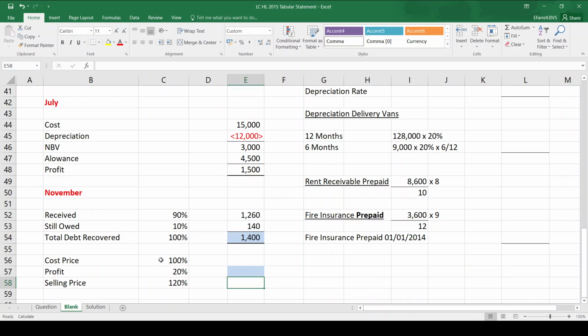Now, the goods that we sold him, it says in the question, had a selling price of 720, which is 120%. So to work out the cost price, 720 divided by 120 multiplied by 100, the cost price was €600, meaning the profit, the difference between the two, was €120. We now have to put these into the tabular statement.